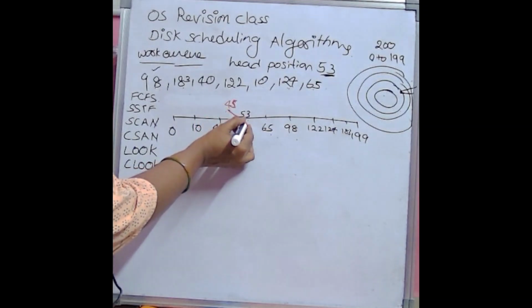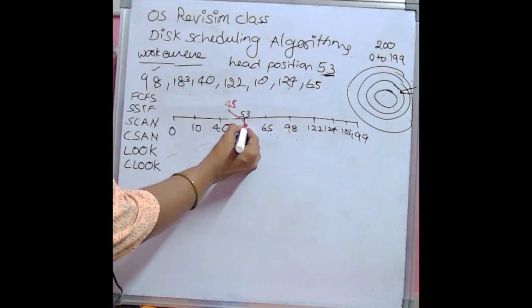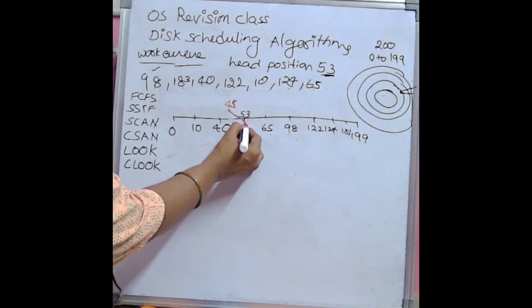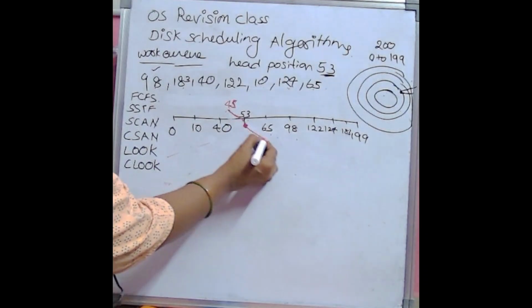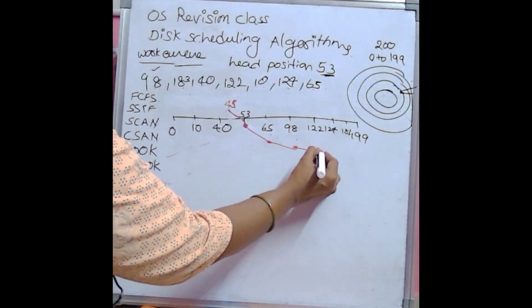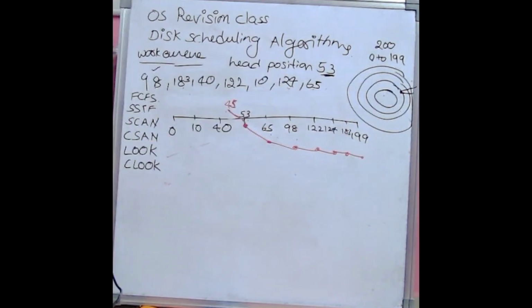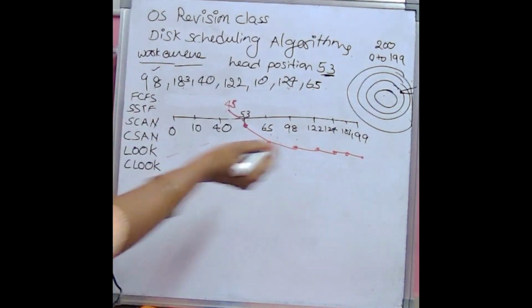Previously the head was moving in this direction only, so we'll continue till the end in this direction. The current head position is at 53. After that it serves 65, then 98, then 122, 124, 183, and 199 also it will reach.